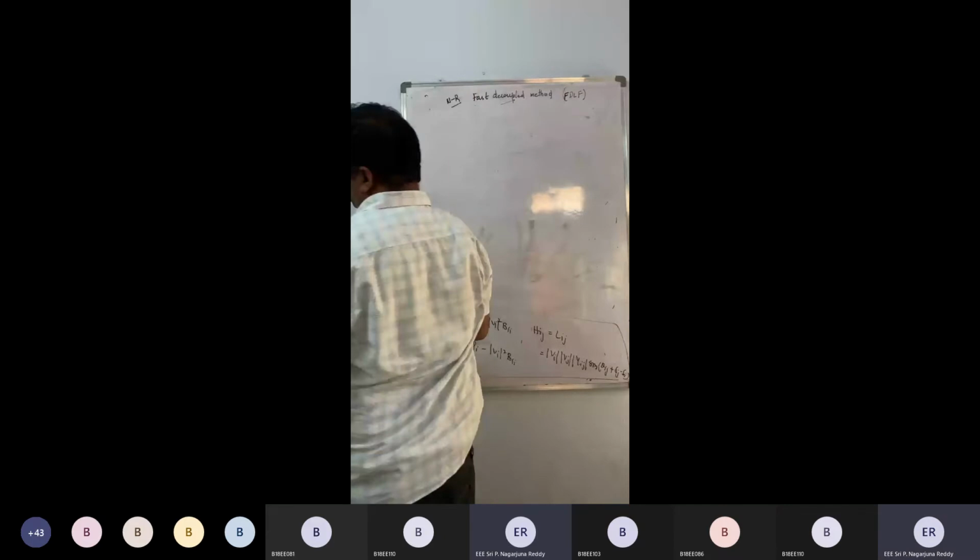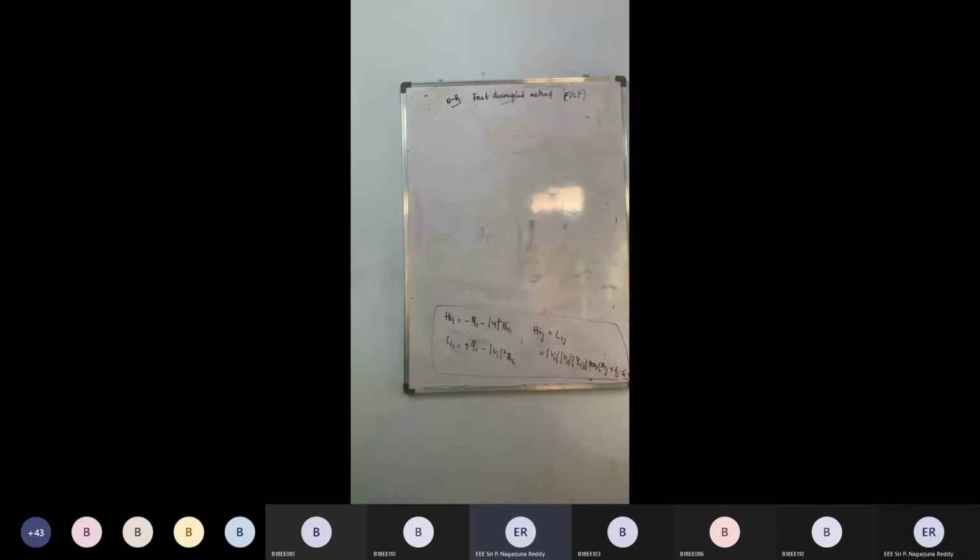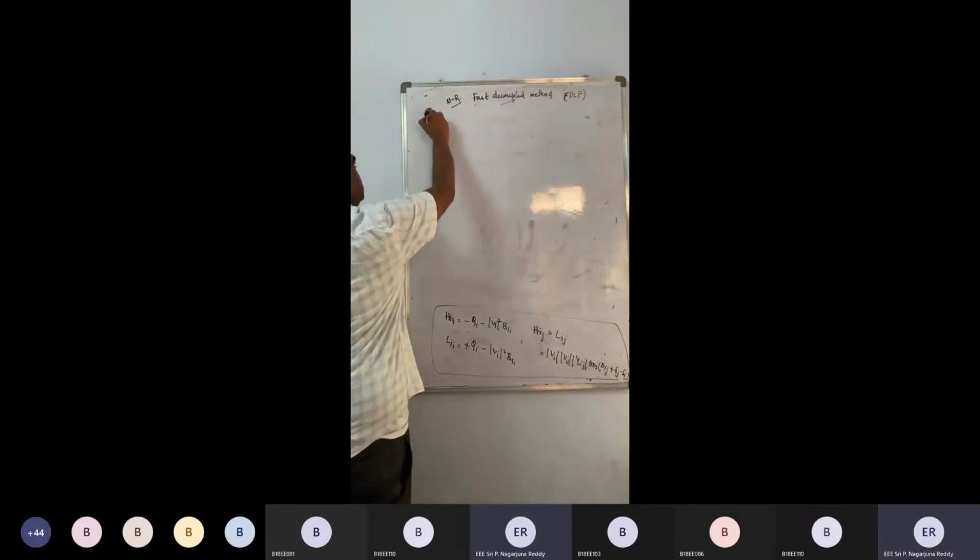Newton-Raphson fast decoupled flow method. This is the last method in your unit number 1. It considers a few more approximations to the Newton-Raphson decoupled method. So first of all, let me write what are the approximations which are considered.